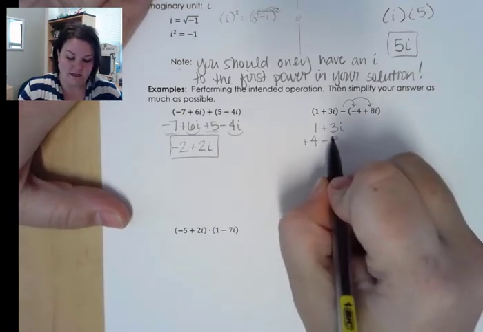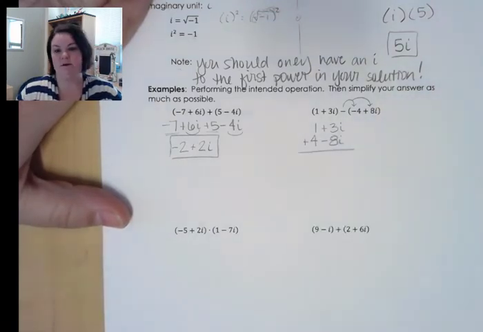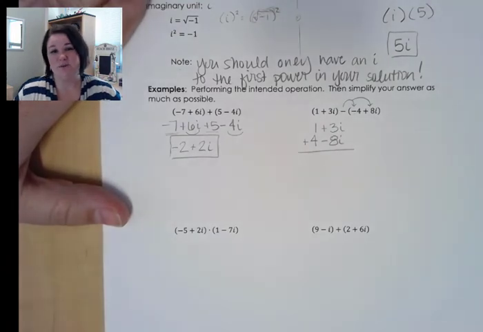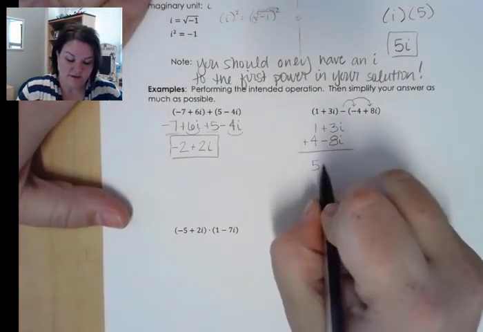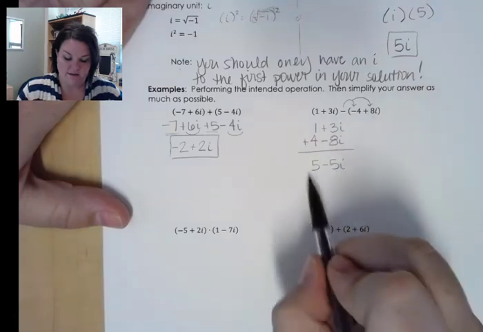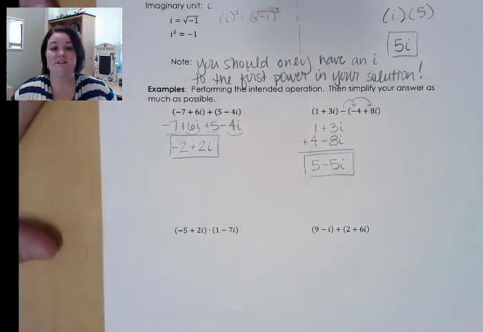So I'm going to just go ahead and line up my i terms and line up my regular terms. And now I can just combine like terms really easily. So I end up with 5 minus 5i. So I'm going to go ahead and circle that, and I just leave it like that.